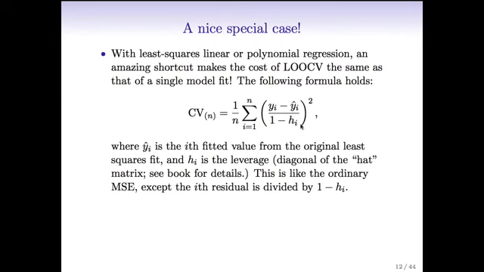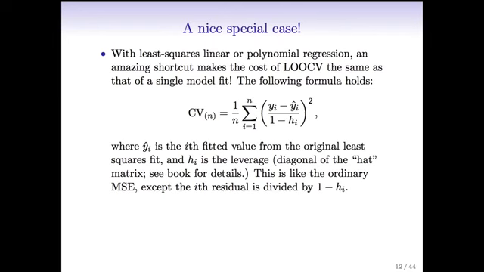Hi is the diagonal of the hat matrix. So have a look in the book for details, but the hat matrix is the projection matrix that projects y onto the column space of x to give you the fit. This is something that gets computed easily when you fit your least squares model. We haven't emphasized it, but it's available. It's one of the things that's available when you fit your least squares model.